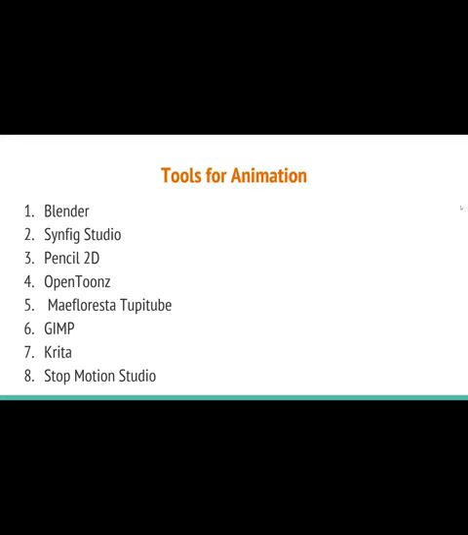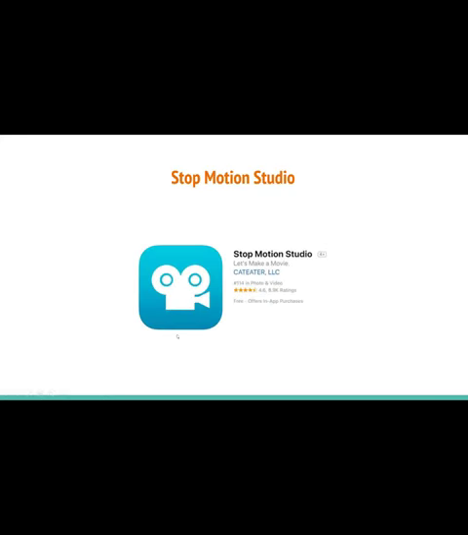So you can see there are several tools to create stop motion animation, which are all free and open source tools. Today we will learn Stop Motion Studio. This is the app name. By using this app we will create a stop motion animation. This is the logo of Stop Motion Studio. It is compatible for Android users as well as iOS users. So you can download this app on your mobile phone.